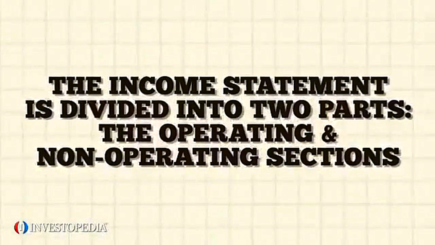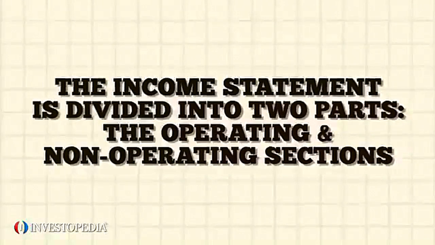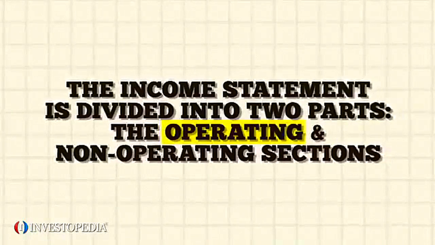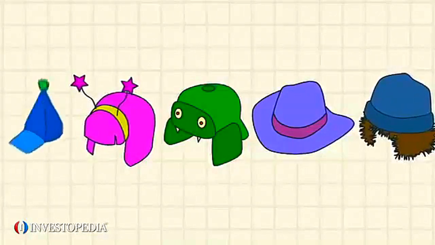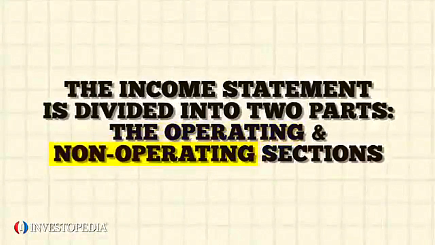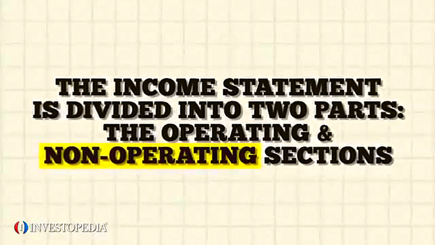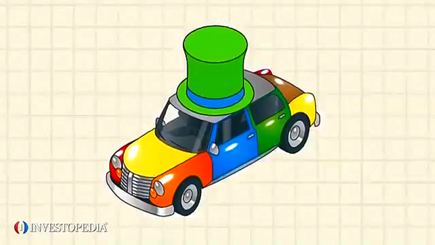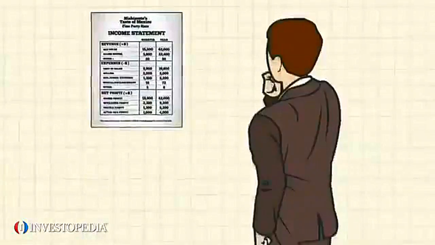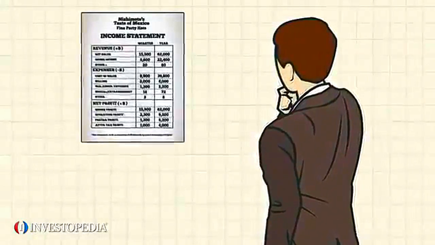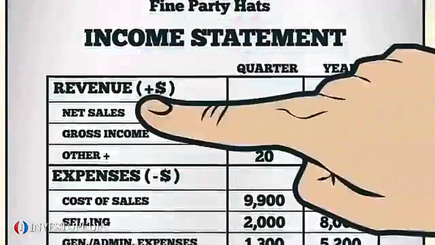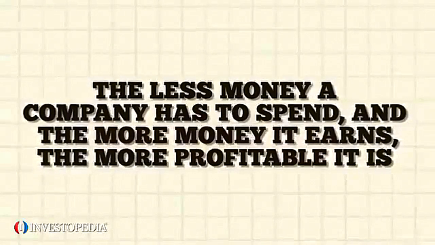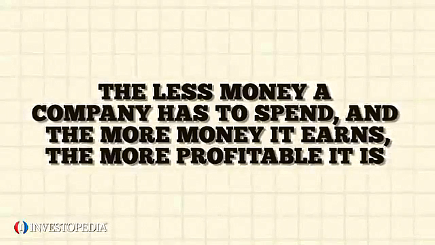The income statement is divided into two parts: the operating and non-operating sections. The operating section shows the revenues and expenses associated with the company's regular business activities. In the non-operating section, the company reports any revenues or expenses not directly related to its regular operations, such as the sale of investments. Generally, investors look to the income statement in hopes of seeing an increase in revenue or net sales and a decrease in expenses. The less money a company has to spend and the more money it earns, the more profitable it is.